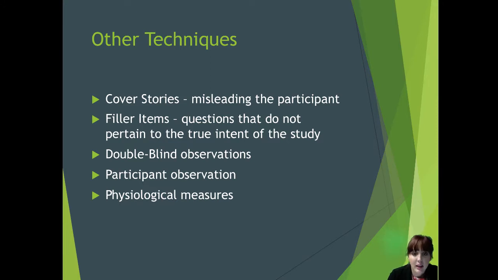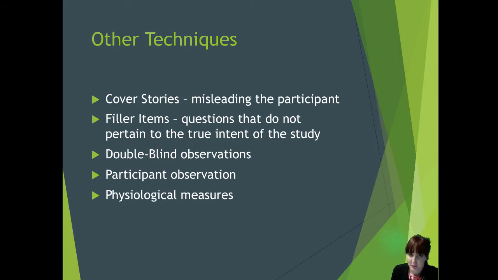Double-blind observations. This happens a lot in medical studies. If they give a pill to someone, they don't want to think that they're seeing results in one group when they're actually not. And so they will make sure that both the researcher and the participant don't know which is the placebo and which is the actual pill, and it's a third party that has nothing to do with the study that actually knows which is which. And then we mentioned participant observation by observing from a different room, possibly using a video camera too.